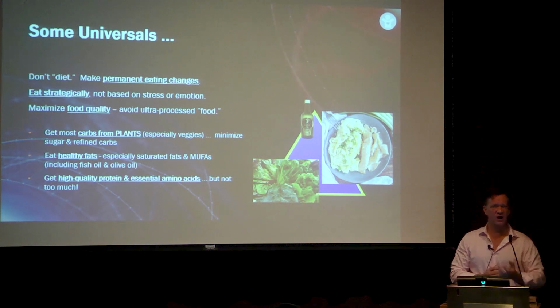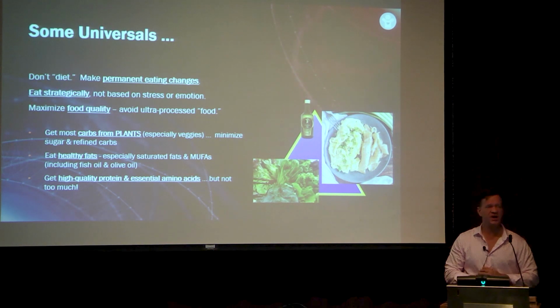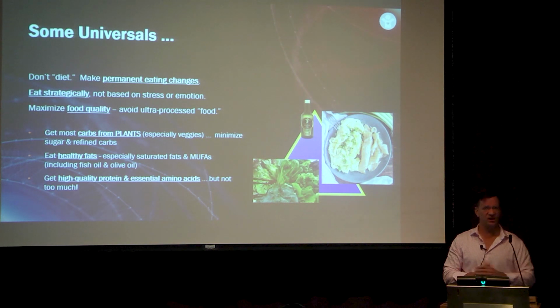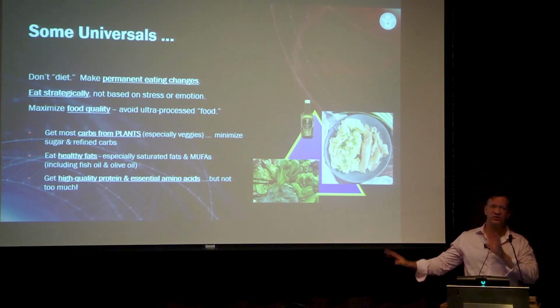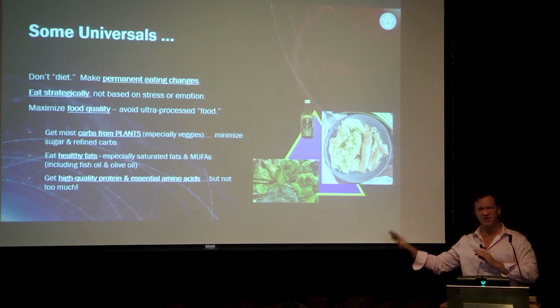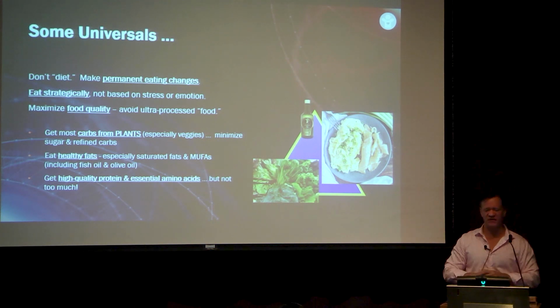Try to get most of your carbs from plants if possible, especially leafy green vegetables. Minimize sugar and refined carbs that are going to spike your insulin. Try and eat healthy fats, especially saturated fats and monounsaturated fatty acids, including fish oil and olive oil, which are incredibly healthy for you. Also get high quality protein and enough of the essential amino acids, but you don't want to overdo it. There is some merit to the argument that getting too much protein will actually shorten your lifespan.